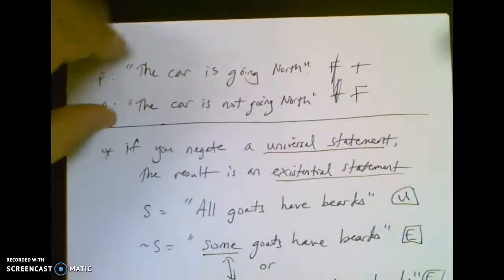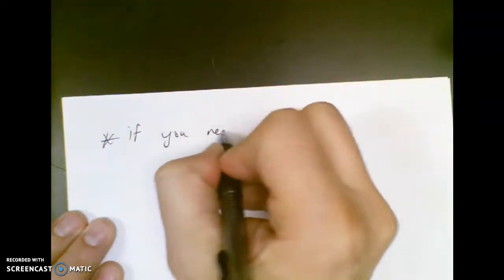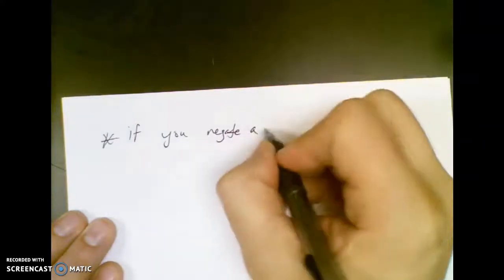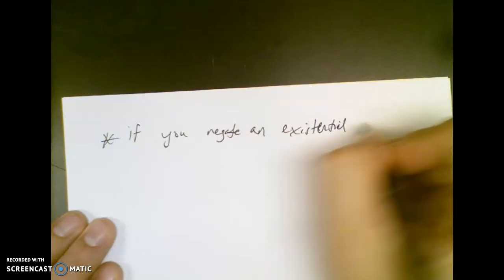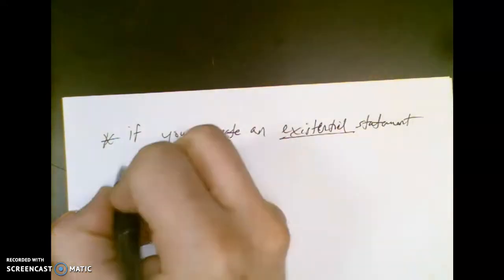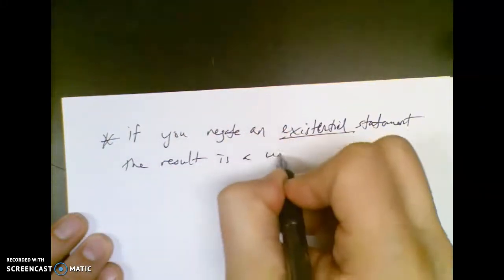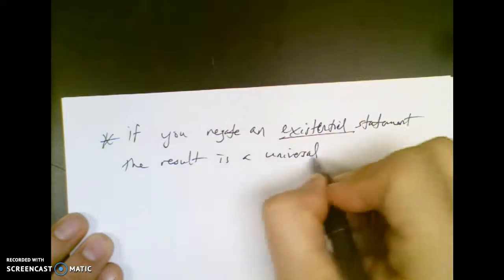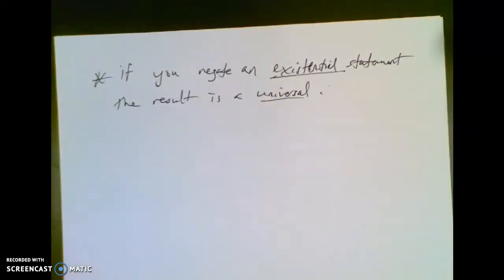So if we negate a universal, its result is existential. Guess what happens if you negate an existential statement? The result is a universal. So if you negate the existential, the result is a universal.